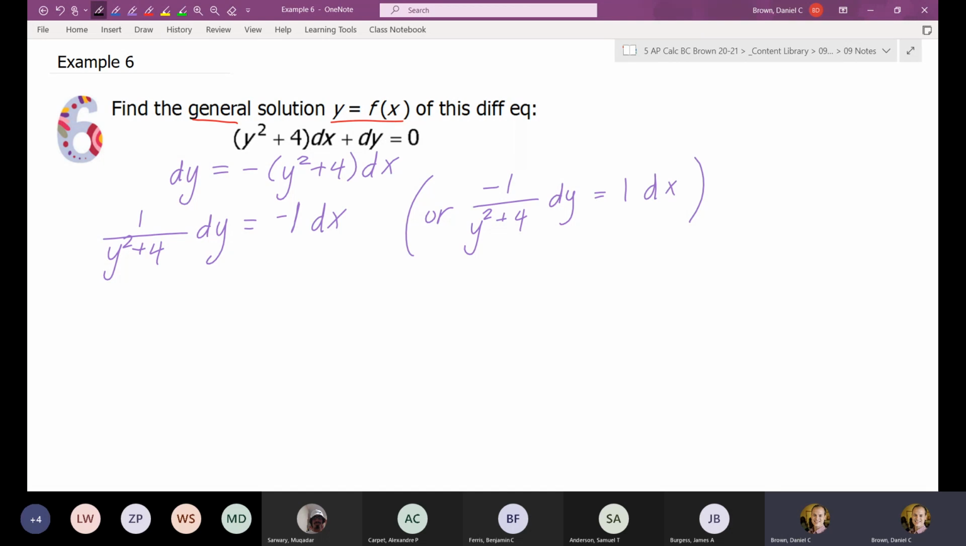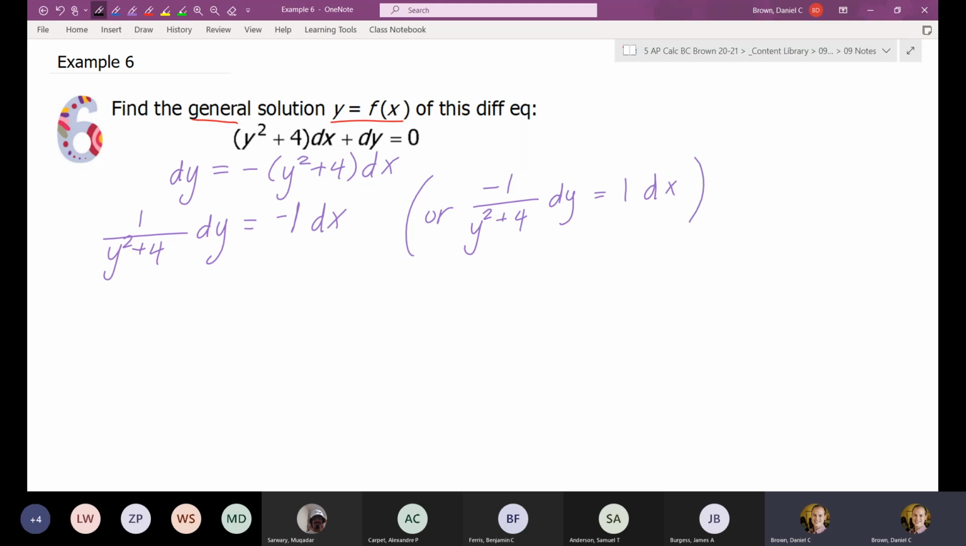So again, to separate this one, I'd probably move that second term over to the other side. I just by habit like getting all my y's on the left-hand side and all the x's on the right-hand side. There are 2 ways to separate it. I personally would do it the first way I wrote it down, where I just divide both sides by the y squared plus 4 and leave the negative 1 on the other side.